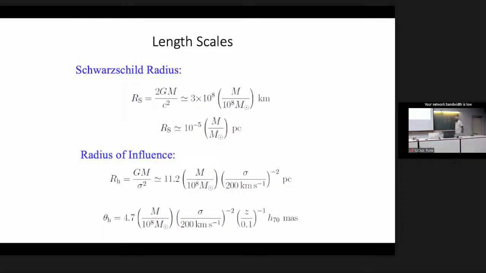Now, if the tidal radius is greater than the Schwarzschild radius, then the star will get pulled out, matter falls onto the black hole and it emits radiation, which you can see. If the tidal radius is smaller than the Schwarzschild radius, it would mean that the whole star will disappear into the black hole. So these are all extremely interesting concepts.